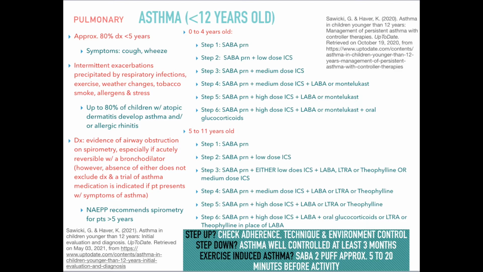Also on this slide are the medications. It's divided into 0 to 4 and 5 to 11. I would not stress yourself worrying about this. Obviously, we know that the SABAs are the first go-to, and that's as needed. And then we'll step up to inhaled corticosteroids, and so on and so forth. You can kind of review it, but I would not stress yourself trying to memorize that. You don't need to.